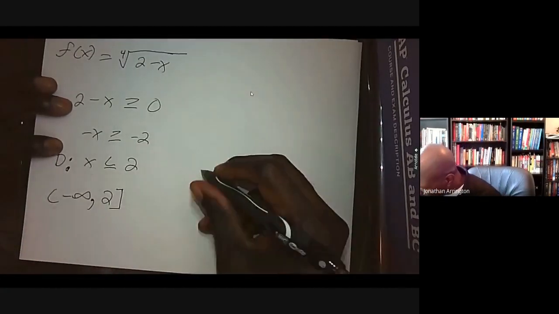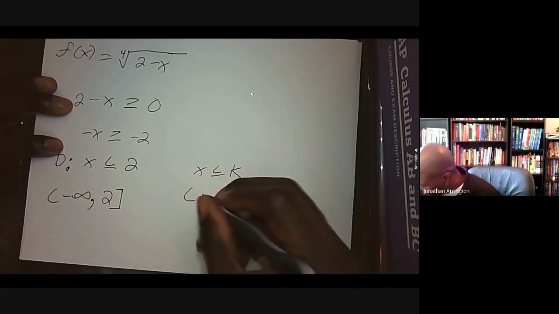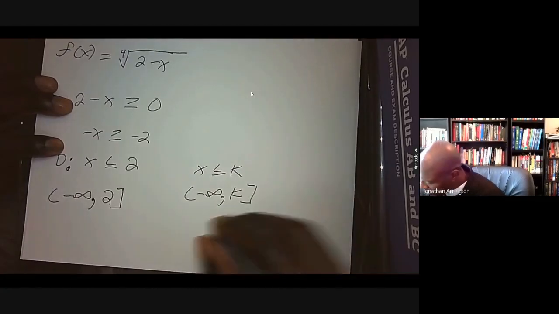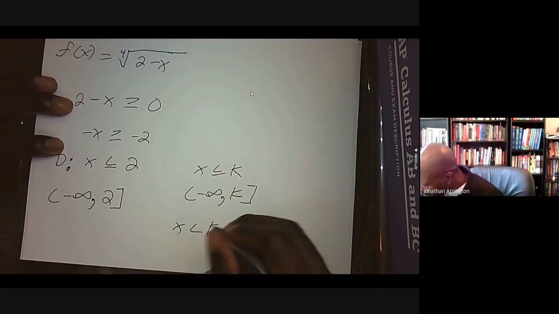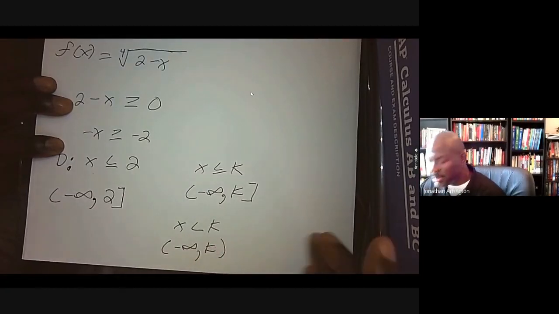So in general, if x is less than or equal to k, our interval notation is going to be negative infinity to k with a bracket. And of course, if x is just less than k, our interval notation is negative infinity to k with parentheses.